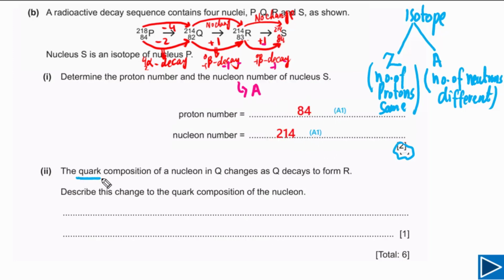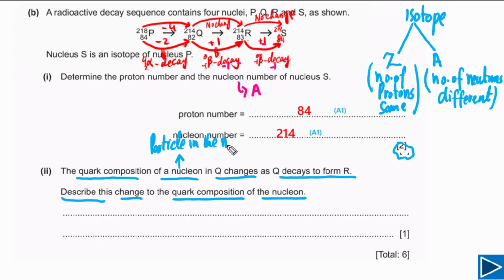For our second part, it is given to us that the quark composition of a nucleon in Q changes as Q decays to form R. We need to describe this change to the quark composition of the nucleon. First of all, let's try to understand what is a nucleon. Maybe some of you are not clear what is a nucleon. A nucleon simply is a particle in the nucleus. Examples of nucleons are protons, because protons are present in the nucleus, and neutrons are also examples of nucleons.